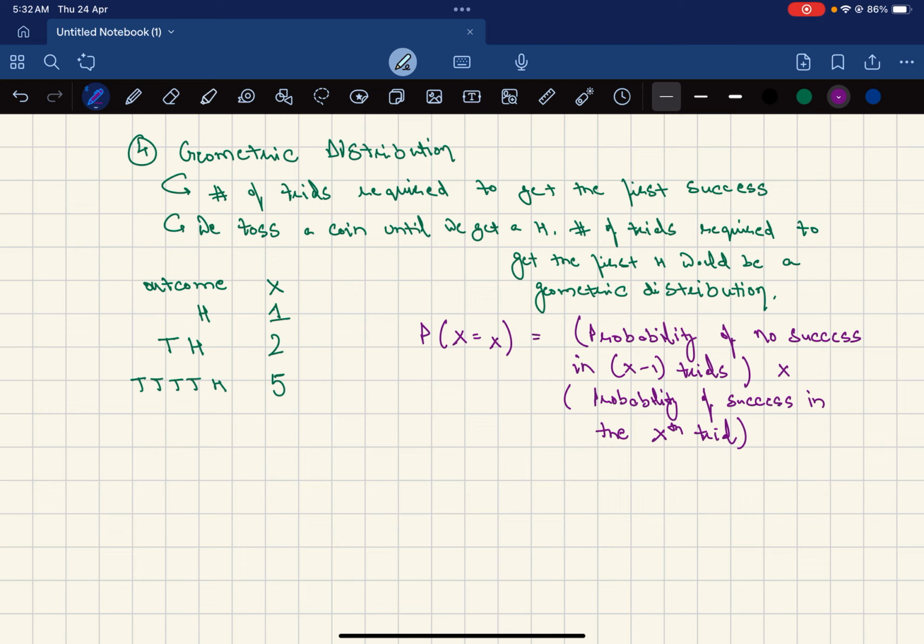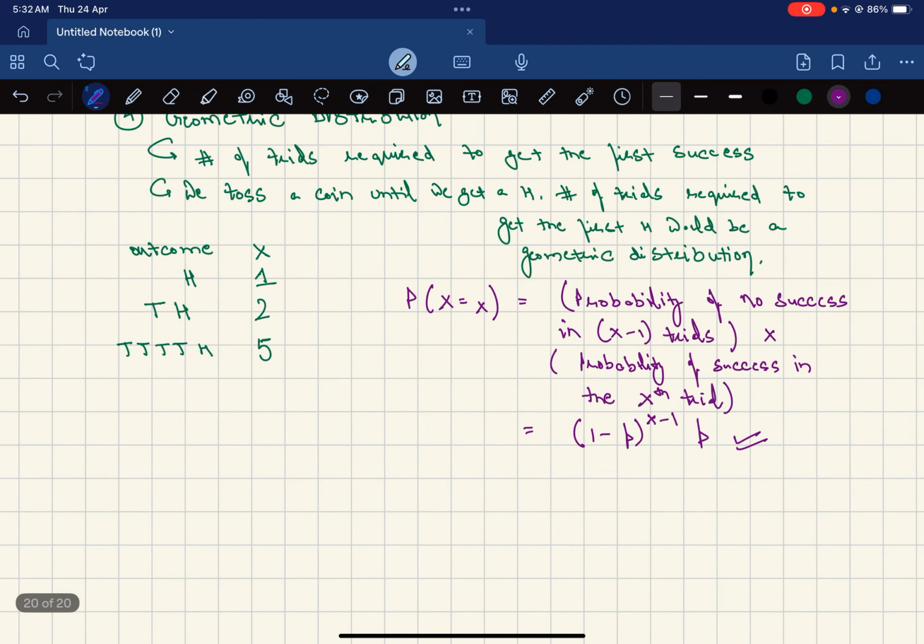This is because if there is no success in the first x minus 1 trials, we'll still go on to find the first success, and if we get it on the xth trial, we'll stop at that moment. Now the probability of no success in the first x minus 1 trials is what? 1 minus p raised to power x minus 1, where p is the probability of success in each of the trials, multiplied by p, which is the probability of success in the xth trial. So this is the geometric distribution probability mass function.